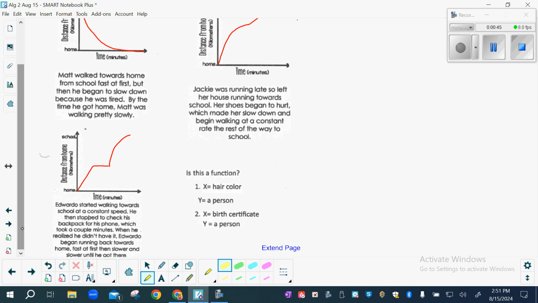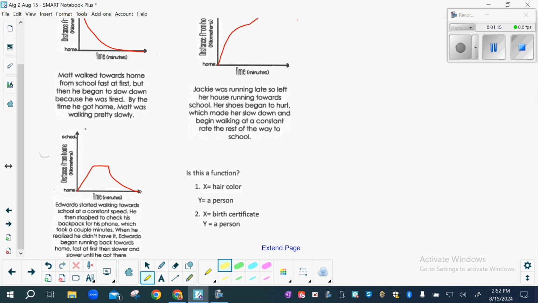Ooh, thank you. I didn't notice that. Edward, when he realized he didn't have it, he began running back towards home. Sorry about that. Good catch. And so then it should go like this. Nice. Okay.